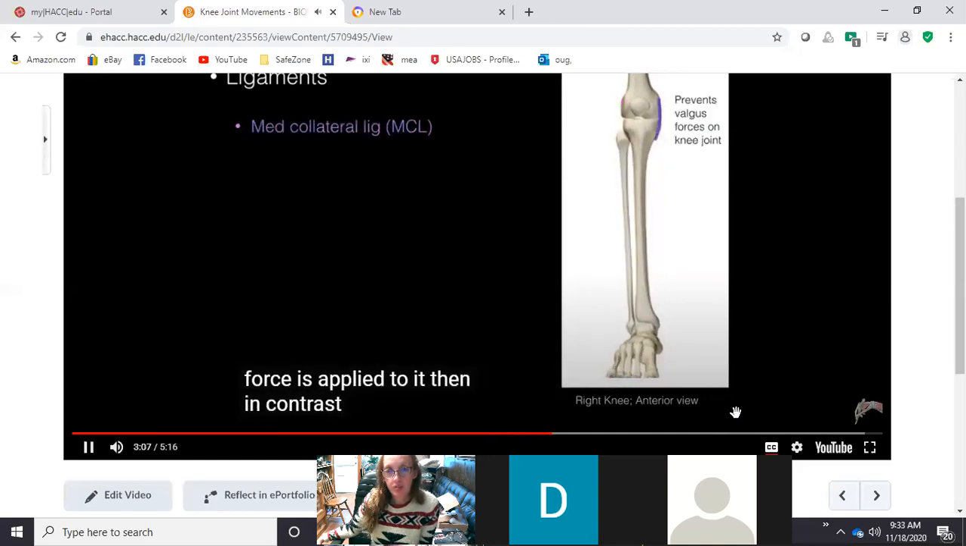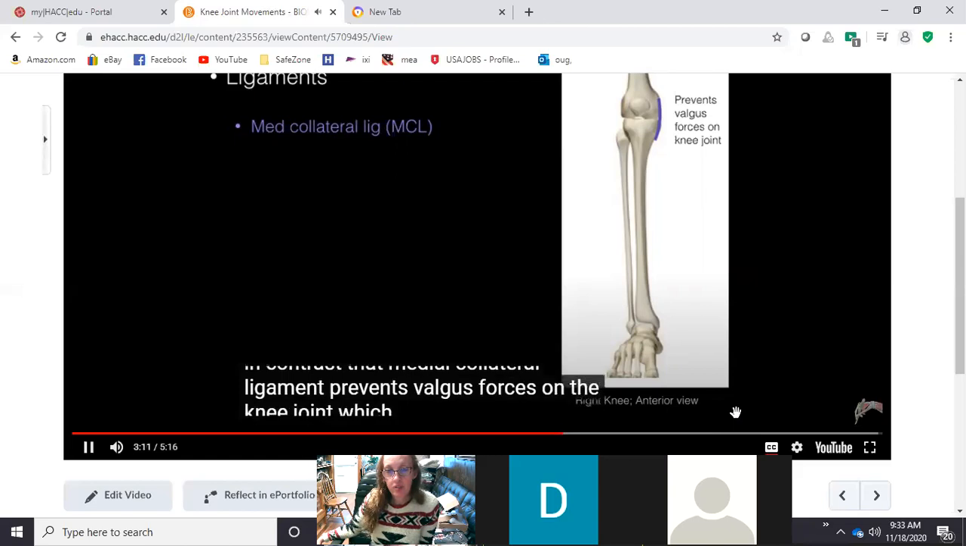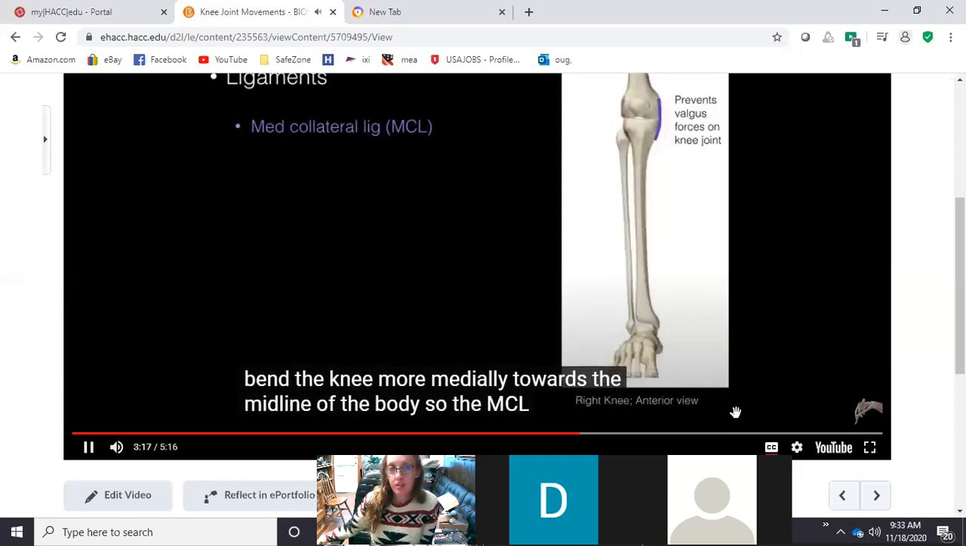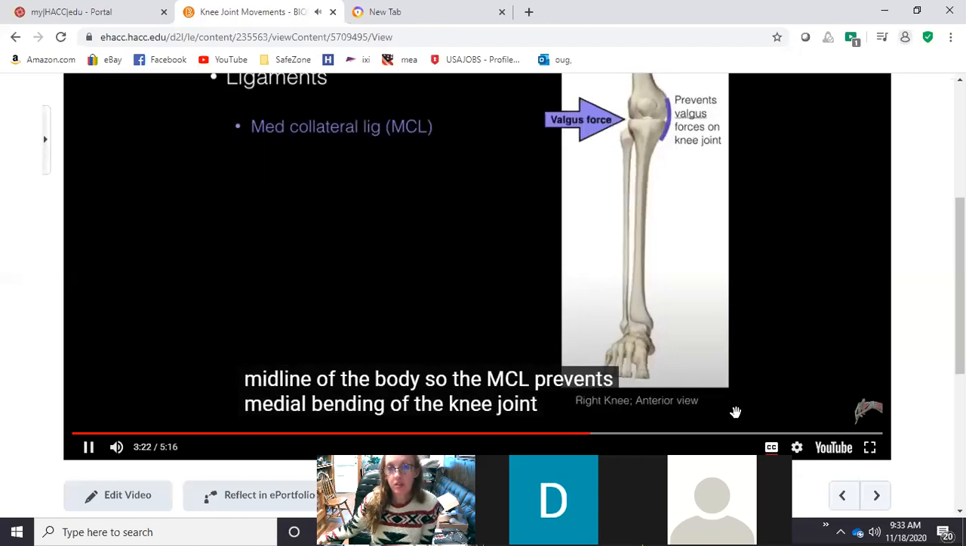Then, in contrast, that medial collateral ligament prevents valgus forces on the knee joint, which are forces that will bend the knee more medially towards the midline of the body. So the MCL prevents medial bending of the knee joint when a valgus force is applied.